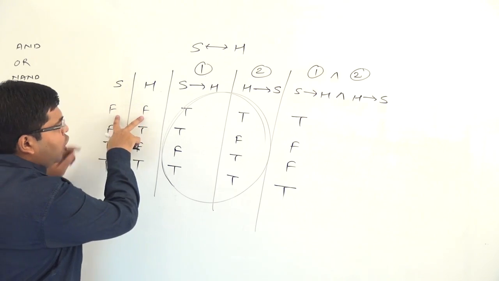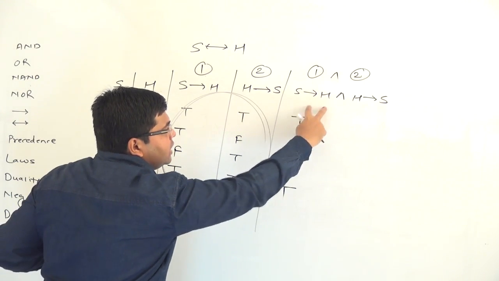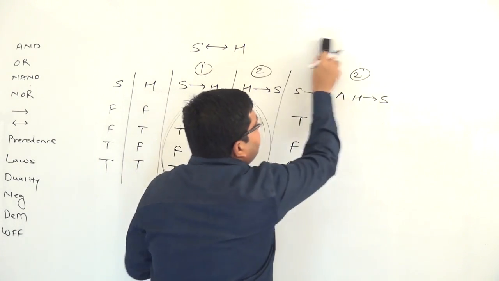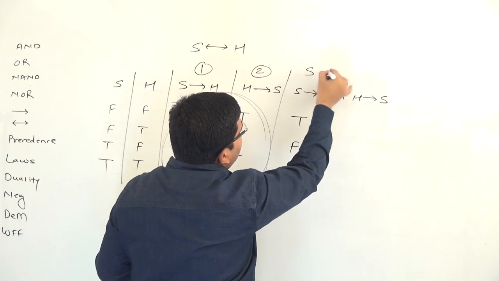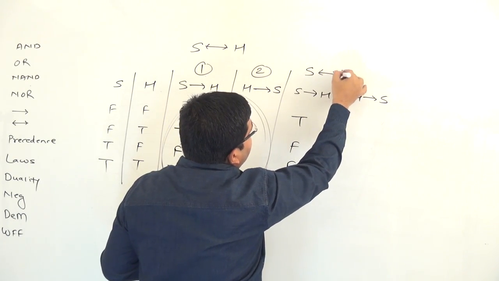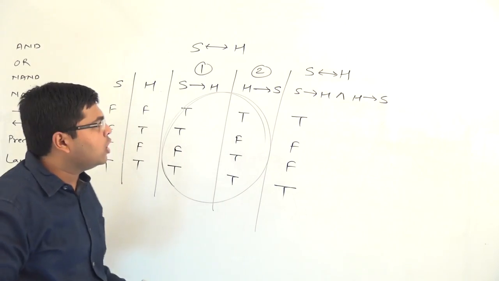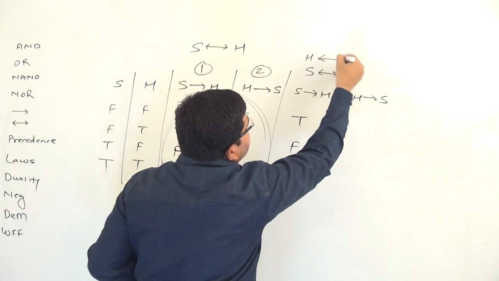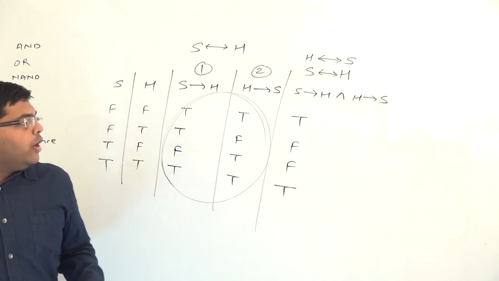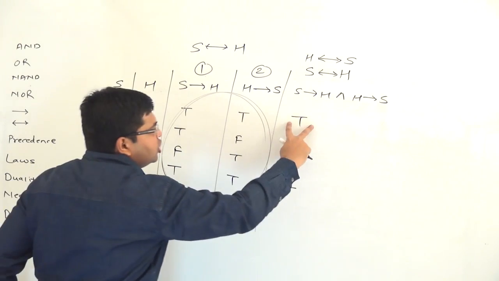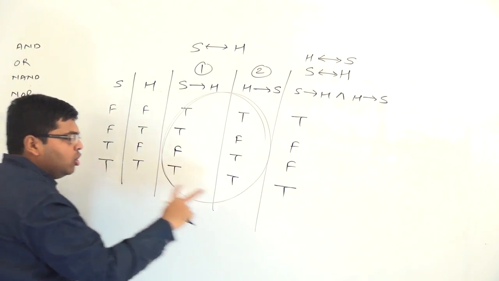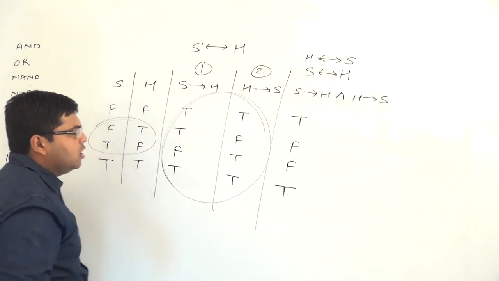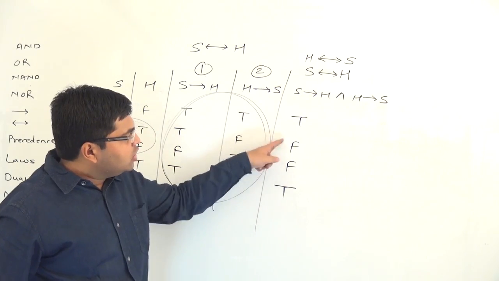Now you ignore these columns for a moment and directly concentrate here. Whenever both are false, the result of the biconditional is true. Okay, so here I will also modify the name. The column that I have drawn is a biconditional. Sunday double implies holiday. It can also be called holiday double implies Sunday. Now, when both are false, the result is true, and when both are true, then also the result is true. When both are different, false true, true false, the result is false.